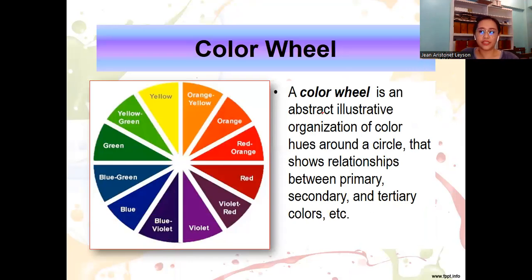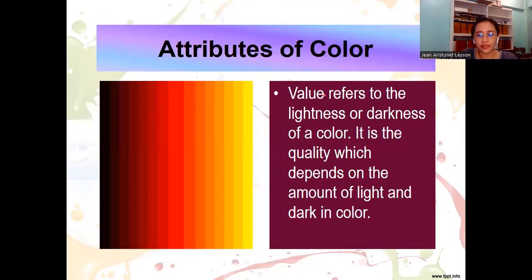A color wheel, by definition, is an abstract illustrative organization of color hues around a circle that shows relationships between primary, secondary, and tertiary color. I think all of you are familiar with the color wheel. Next, we have what we call value. Value refers to the lightness or darkness of a color. It is the quality which depends on the amount of light and the dark in color. So here we transition from light going to dark colors.